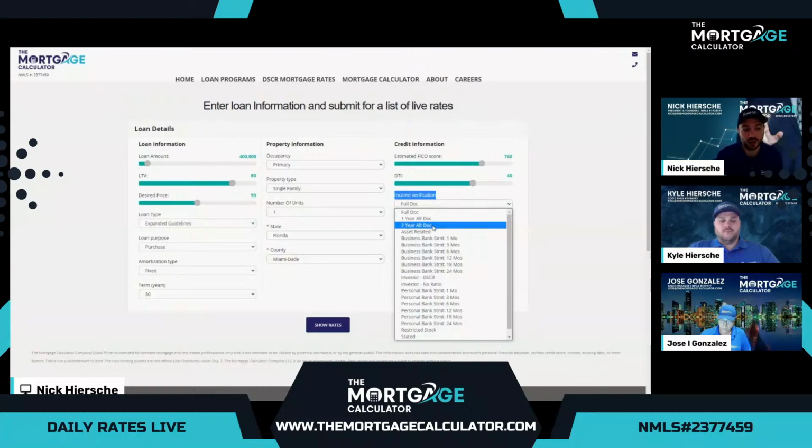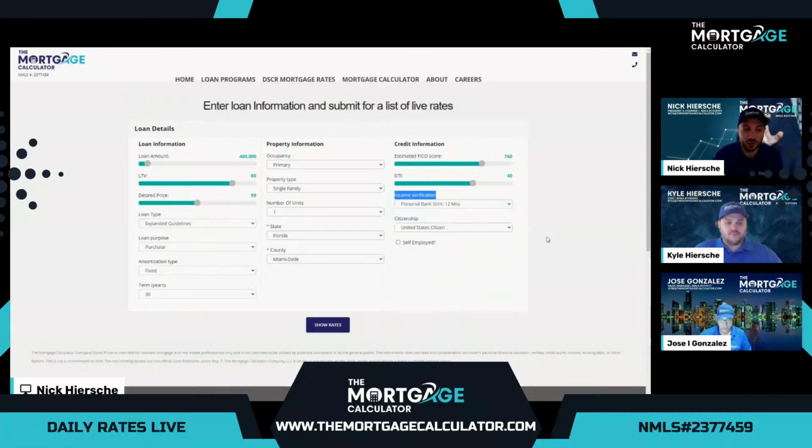So we can use 1-year alt doc, 2-year alt doc, asset related, business bank statements, 12 and 24 months most common, investor DSCR, we'll go over that in a minute, personal bank statements, 12 and 24, definitely the most commonly requested program, and a few others as well. For our demo today, we'll always go with the personal bank statement, 12 months, our most popular program by far for someone purchasing a primary home.